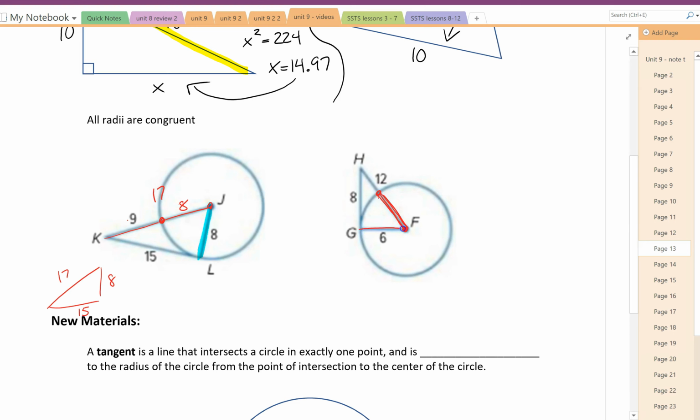Well, hopefully you got it, because the radius in this circle is 6, and F to this point is just a radius, so it would also be 6. And so if I was going to draw this triangle, this side is 8, that side is 6. The hypotenuse is going to be 12 plus 6, which is 18.